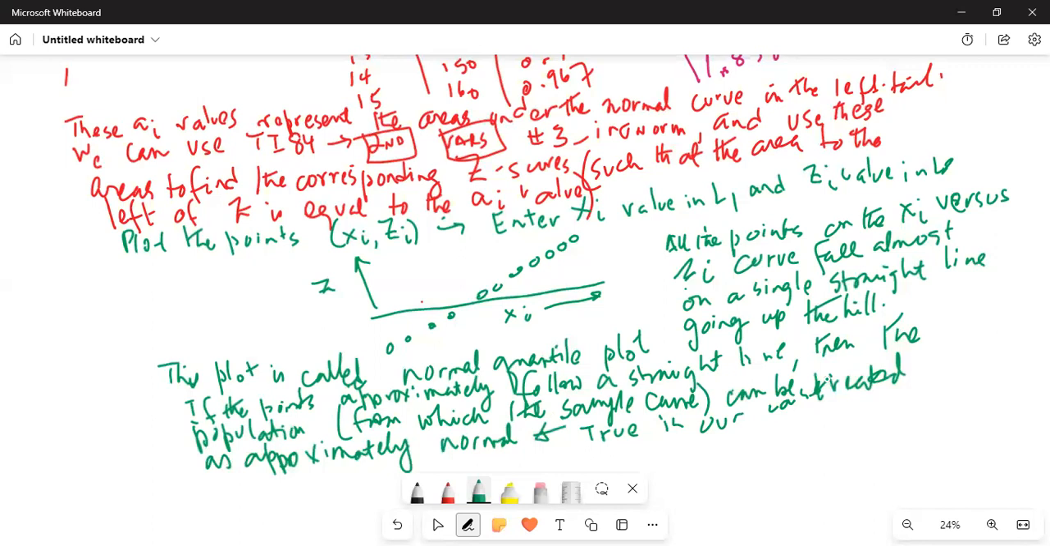Okay, so this is the deal. You make a normal quantile plot of xi versus corresponding z scores. If these points fall on a single line, then you can assume the sample came from a population which is approximately normal. And the question is, why should they fall on a straight line? That I will write a few lines too.